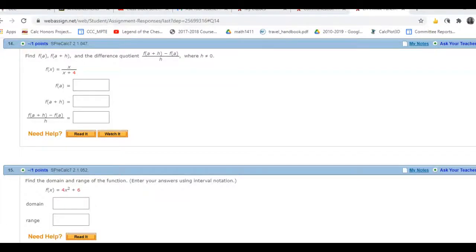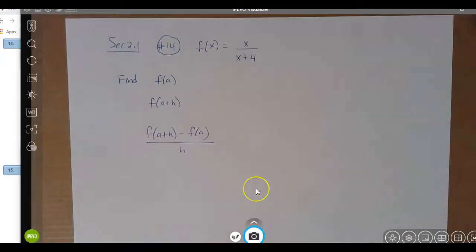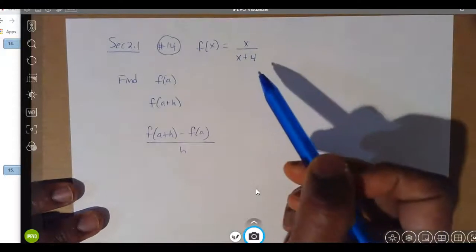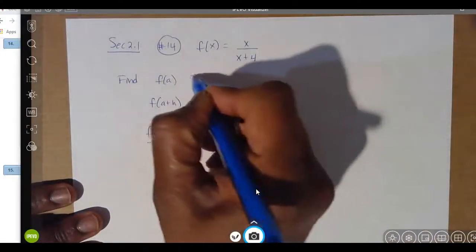For question 14 in section 2.1, let's take a look at this example from my version. Question 14, we have to find the difference quotient eventually. So I'm going to switch to my document camera. f of x is x over x plus 4. Finding f of a is simple enough.